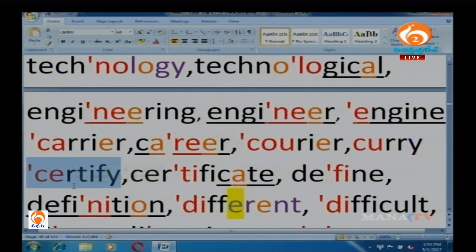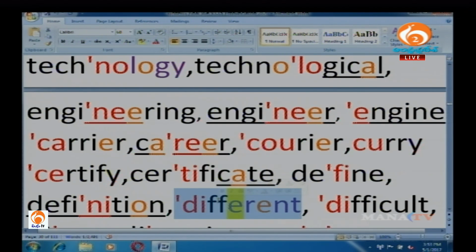Say that. Certify, certificate, T louder, certificate. Define. Do not say it with the wrong stress. D does not have the accent. Fine has the accent. Define. Definition, ni louder, because the syllable before shun should have the accent. Definition. This one, different, not that clearly.